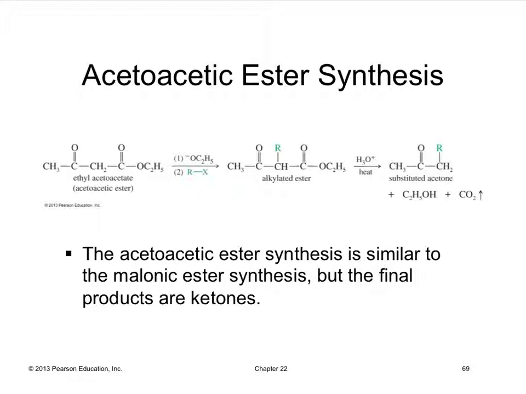Acetoacetic ester synthesis. So here's ethyl acetoacetate. In the presence of ethoxide, alkyl bromide, this will add. Then when you add water and heat, only this side will decarboxylate, right? So it's similar to that malonic ester synthesis, but the final product ends up being a ketone because this side does not have an ester.